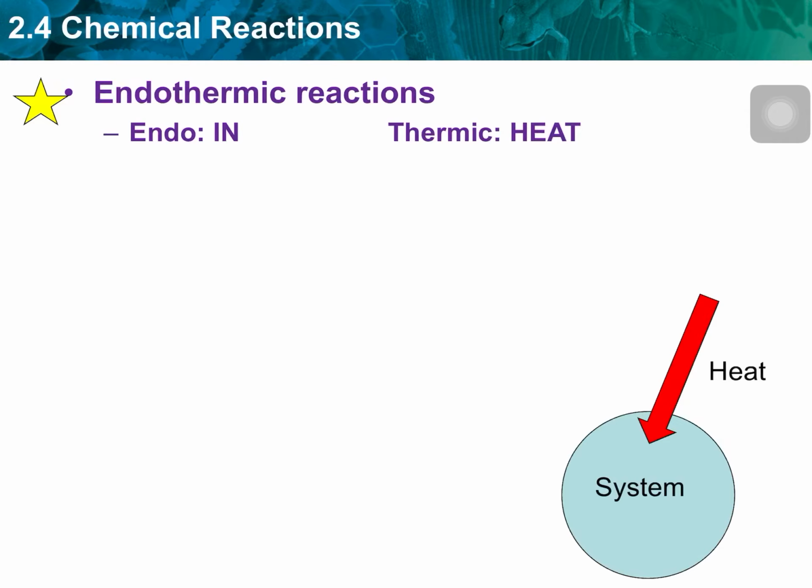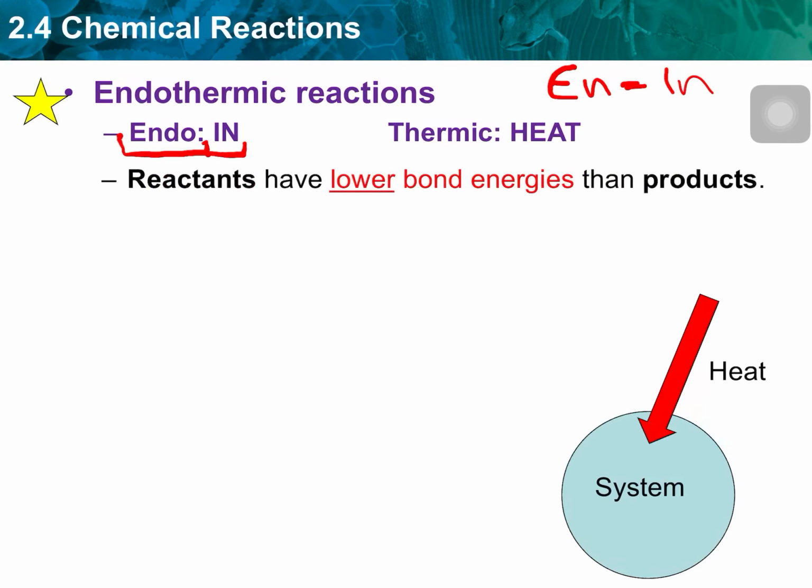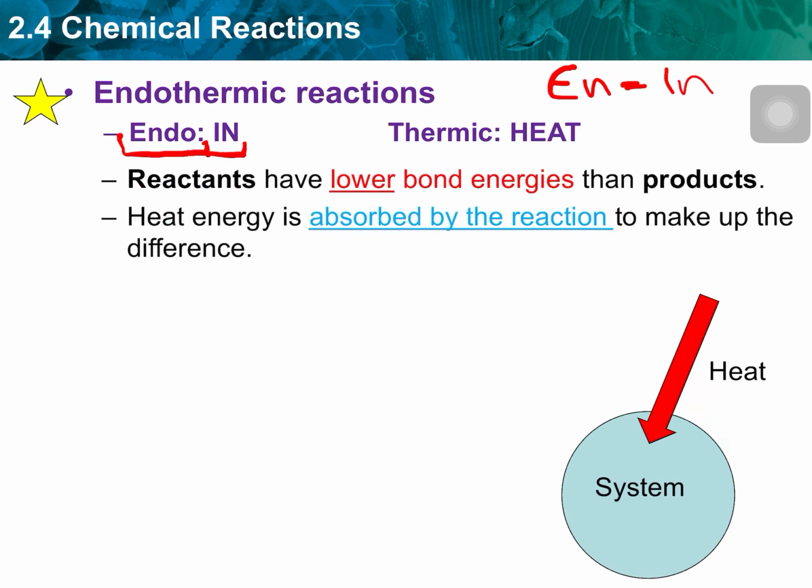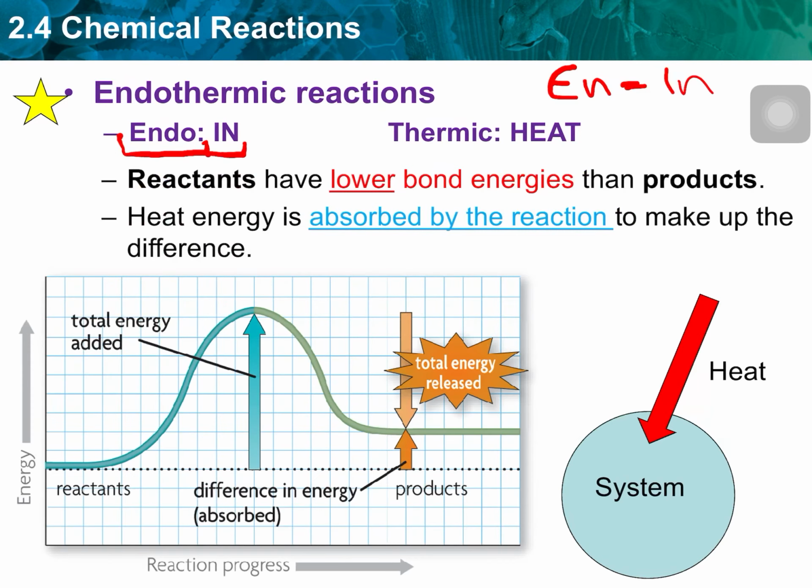Okay, the opposite is going to be an endo reaction. Endo means in. I like to think N-E-N sounds like in. Endo, and then thermic again means heat. So heat is going into something. The reactants are going to have lower bond energies than the products, because I'm absorbing heat. So heat is absorbed by the reaction.